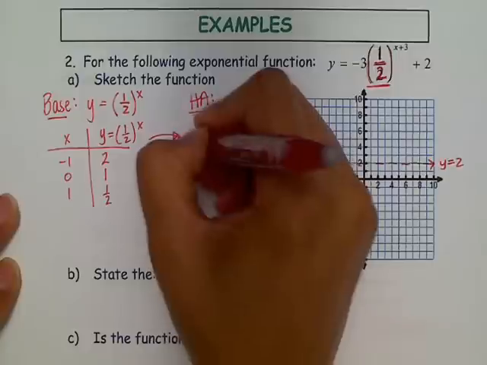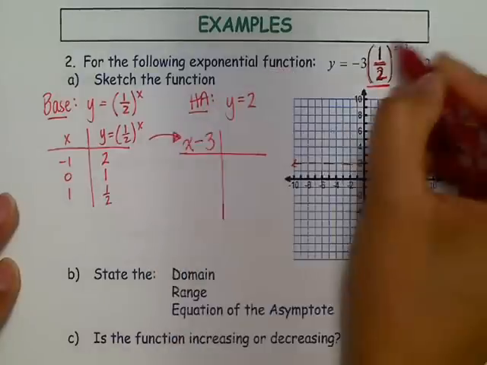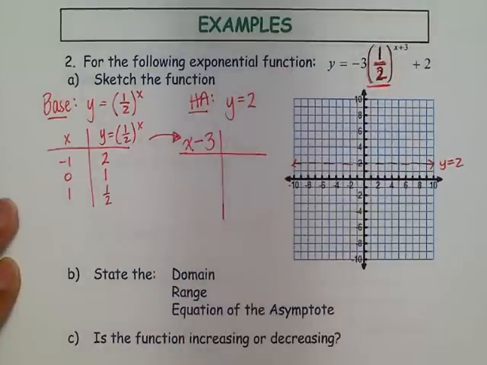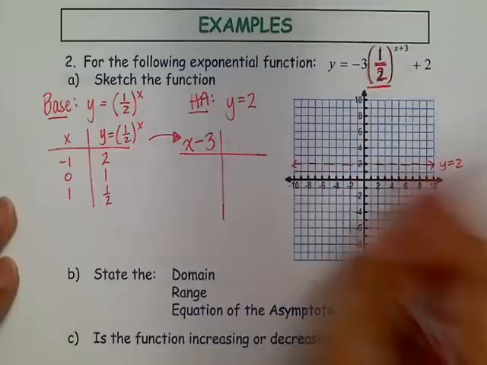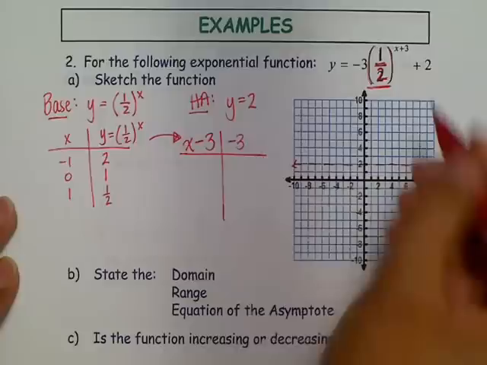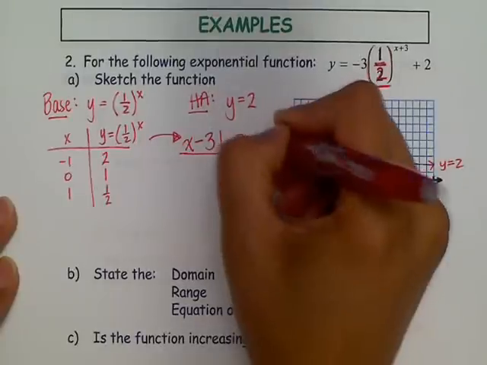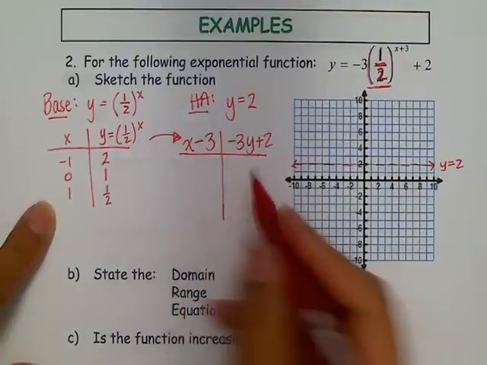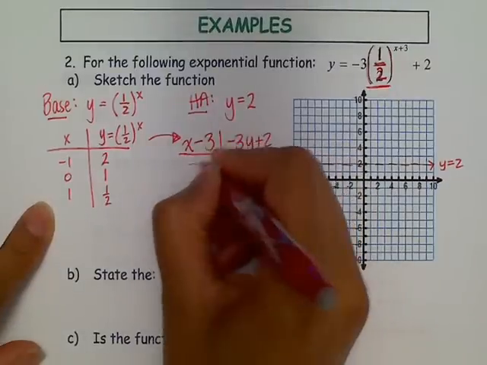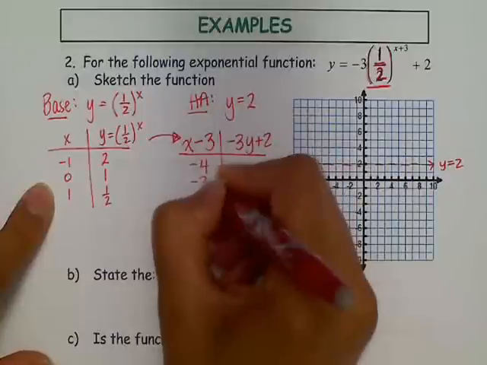So let's look at our horizontal transformations. I only have a horizontal shift to the left 3, so this is x minus 3. No other transformations in the exponent. And then in terms of my vertical transformations, I'm looking before the base function and after it. So vertical reflection, stretch, and a shift up 2 units. So apply these values to your key points.